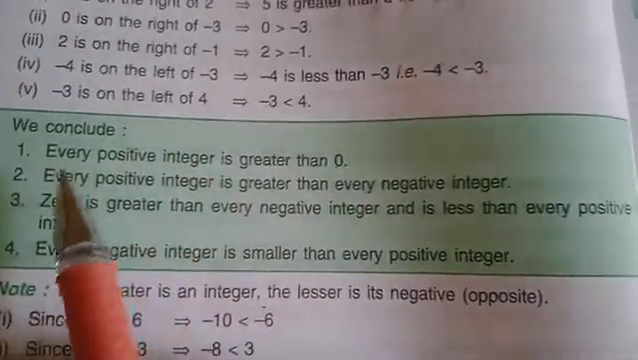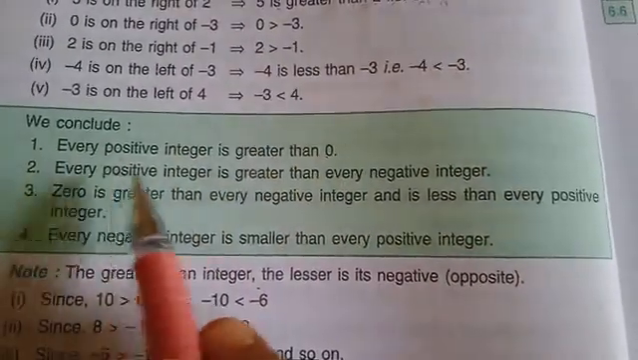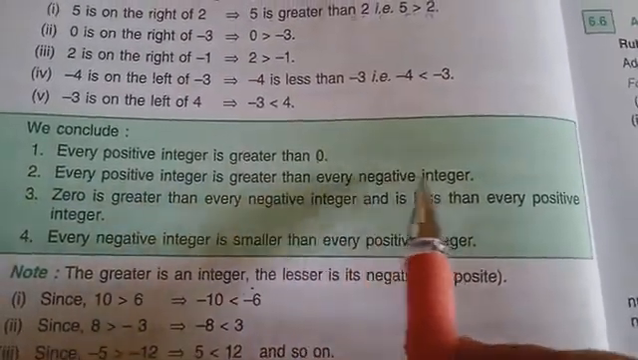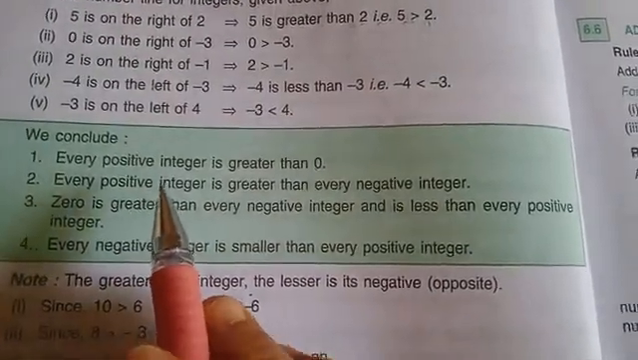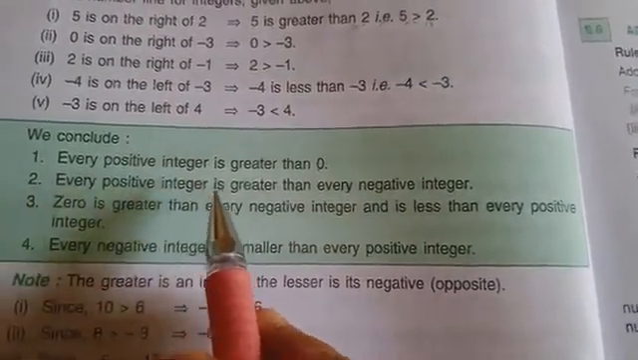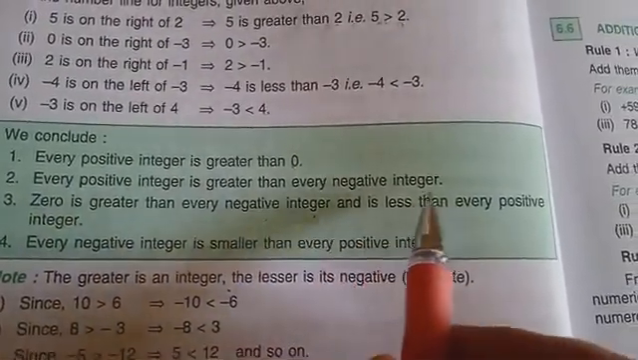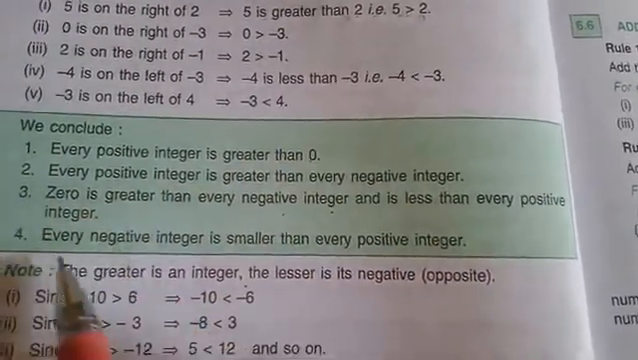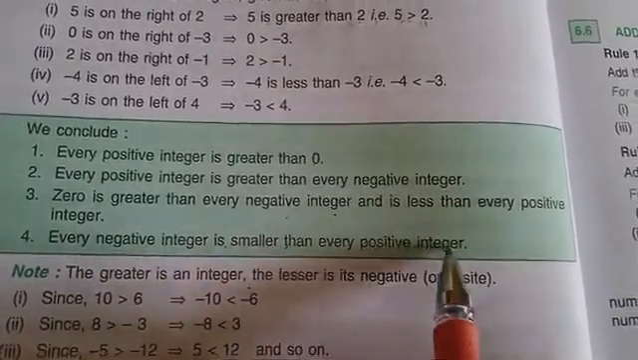Okay, so we have seen all the rules. Every positive integer is greater than 0. Every positive integer is greater than every negative integer. This also we have seen. Always plus numbers will be greater than minus numbers. 0 is greater than every negative integer and is less than every positive integer. Every negative integer is smaller than every positive integer.